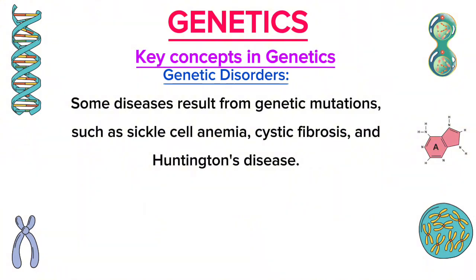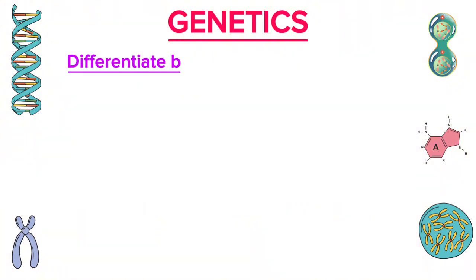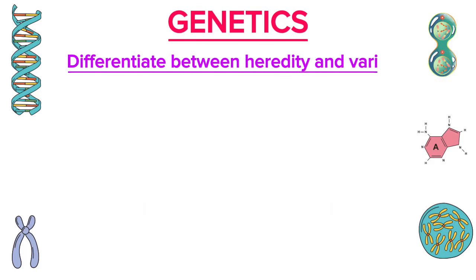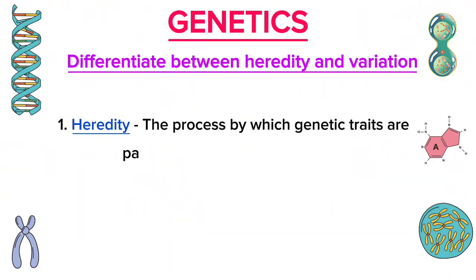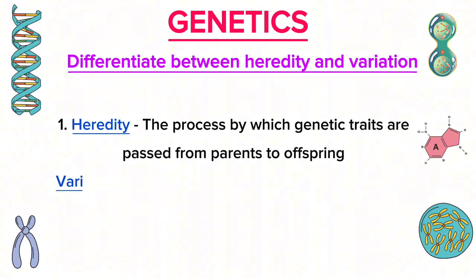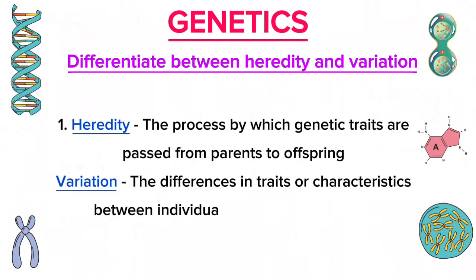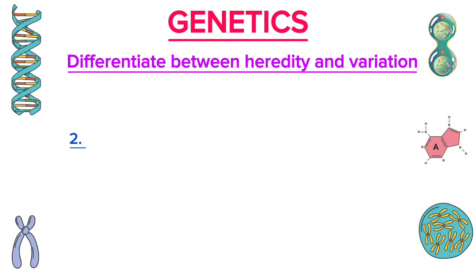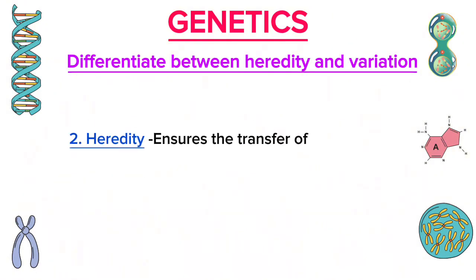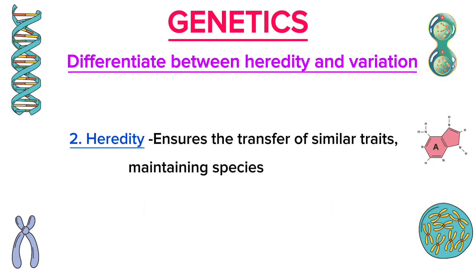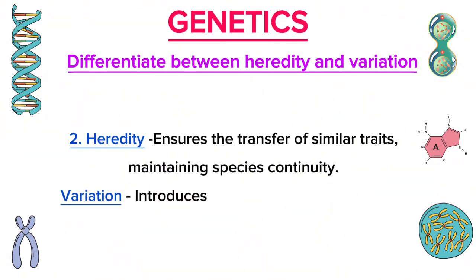Next, we move to differentiate between heredity and variation. Heredity is the process by which genetic traits are passed from parents to offspring, while variation is the differences in traits or characteristics between individuals of the same species. Another difference is that heredity ensures the transfer of similar traits, maintaining species continuity, while variation introduces diversity within a population.